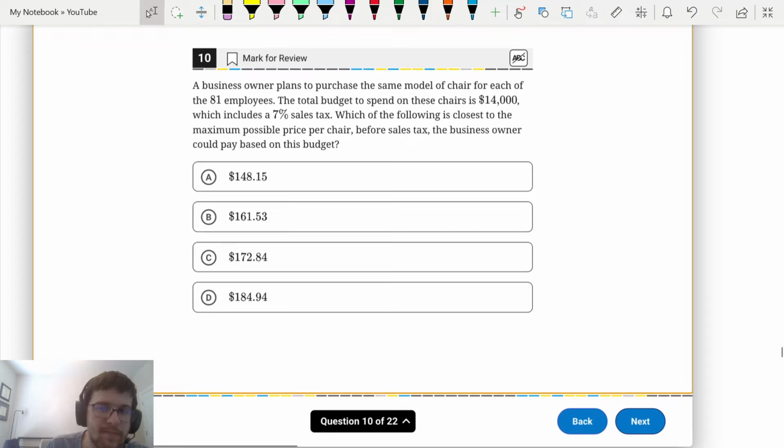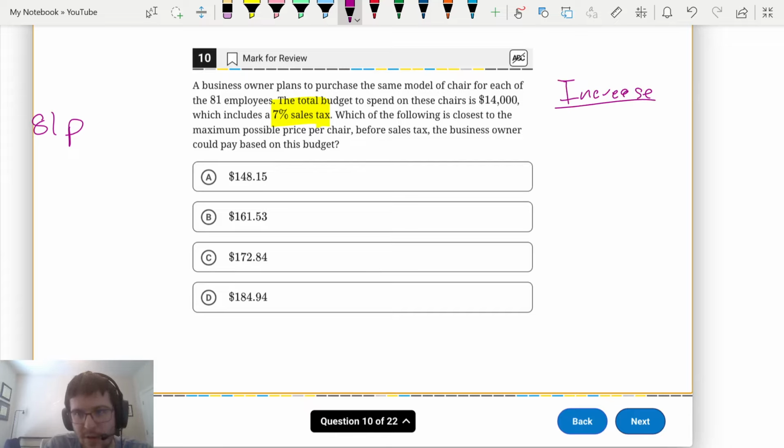Okay, so we've got 81 employees, so we need 81 shares, and we're going to multiply that by the price per share. Let's call that P. And then we're also going to multiply it by a 7% sales tax. A sales tax is always a percent increase because you have to pay more, right? Think about when you tip your waiter at a restaurant, you have to pay more. That's a percent increase. So when you do the percent multiplier for an increase, you multiply by 1 plus the decimal. And for a decrease, you multiply by 1 minus the decimal.